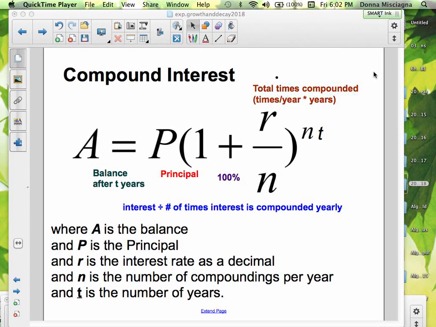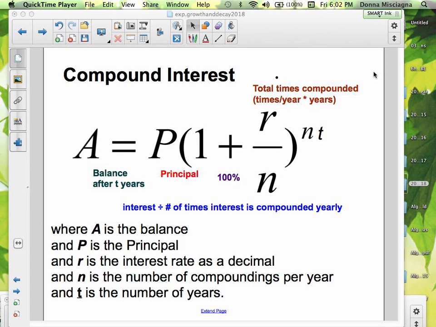Right? So we use compound interest to calculate the amount of money earned when interest is taken more than just at the end of the period, at the end of the year. So our balance after T years is equal to our principal, that's the amount we're starting with, times 1 plus R divided by N, that's our interest rate as a decimal, divided by the number of times the interest is compounded yearly, and we're raising that to the total number of times compounded. So that would be the times per year times the number of years, right?